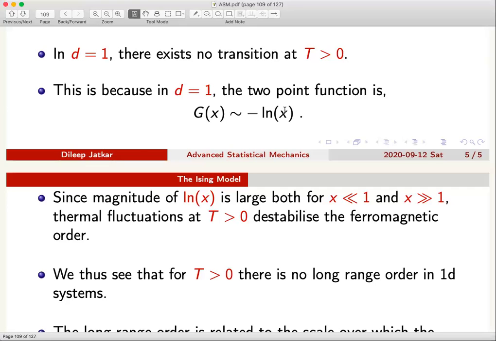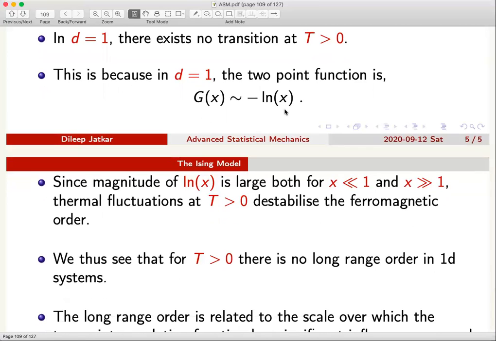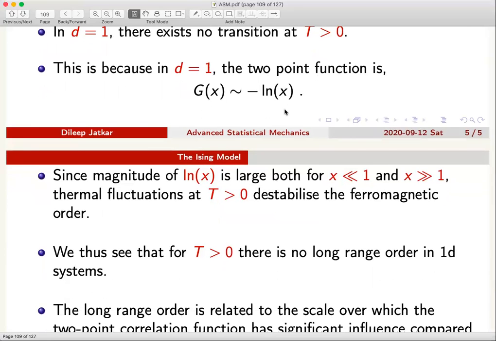Now that is not really sounding good, because that would mean that all the spins would start getting affected by a tiny fluctuation that you generate at a particular point. If that is the case, then it would clearly destabilize a ferromagnetic order. And if that happens, then we would say that the system actually does not have long range order, because a small fluctuation would destabilize the ordered state.